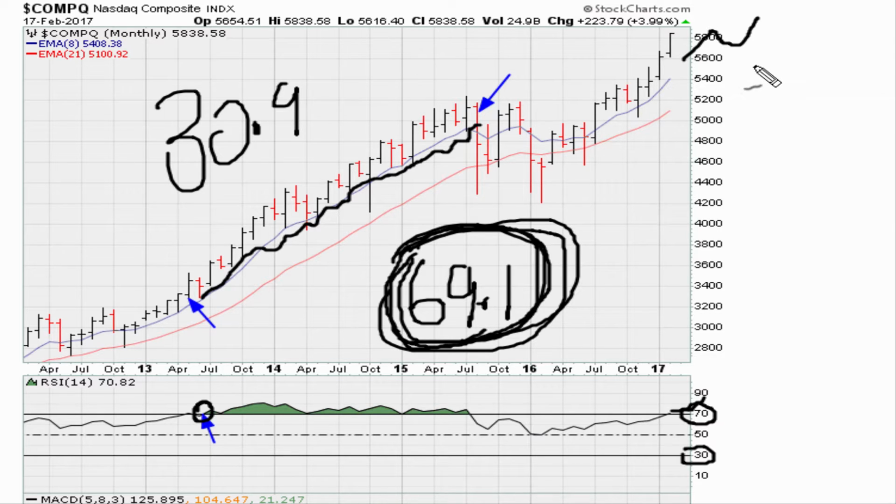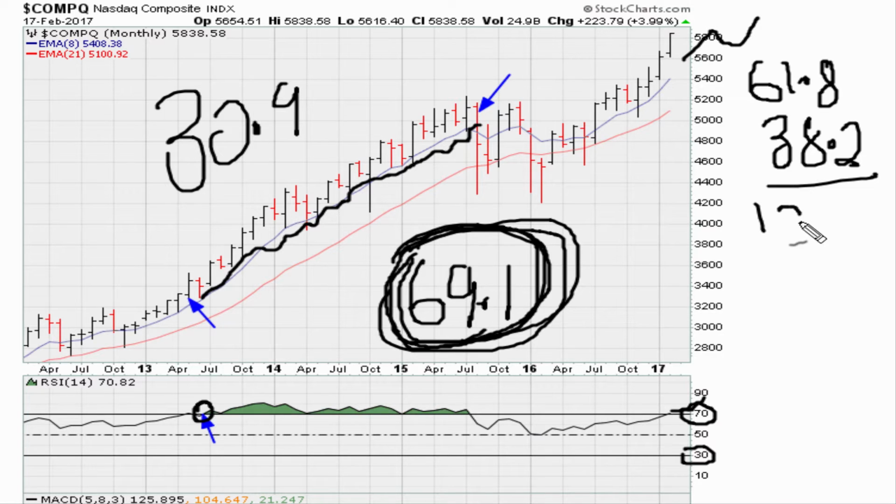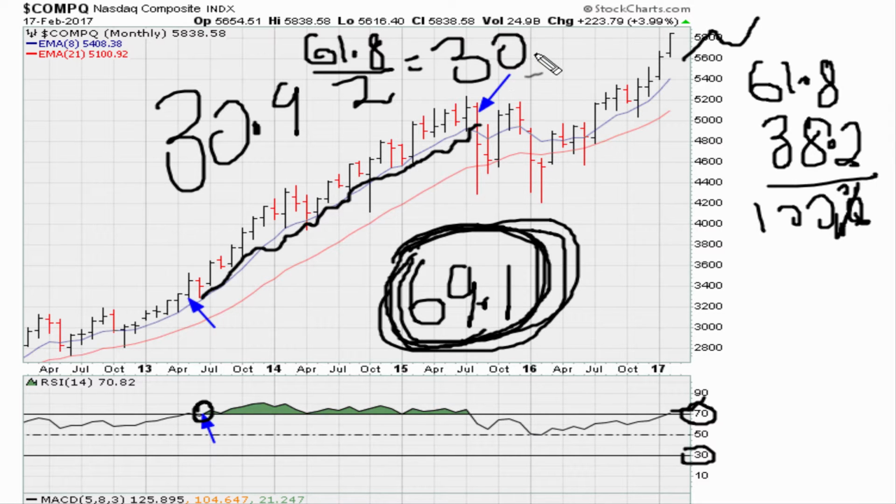Number one, keep in mind we are using RSI levels based on the Fibonacci numbers of 61.8 and 38.2. Everybody knows where those come from. They're the Fibonacci numbers. So that's 100%. A couple of ways. 61.8 divided by 2, what do you get? You get 30.9. Remember I told you this 30 level is 30.9? That's where that 30.9 level comes from.